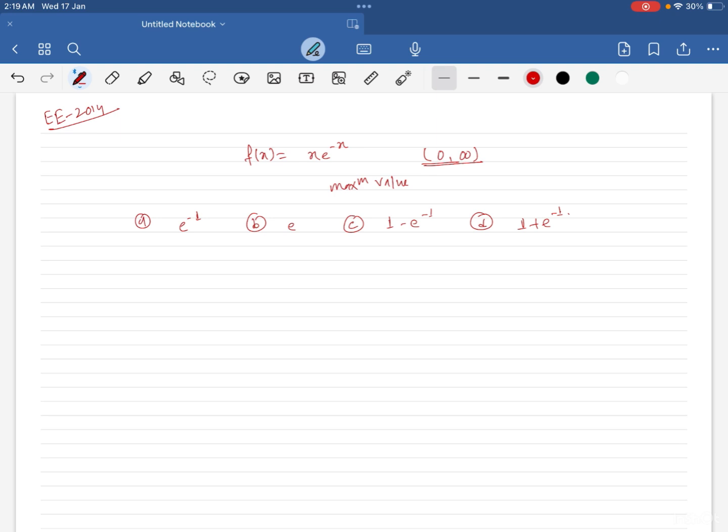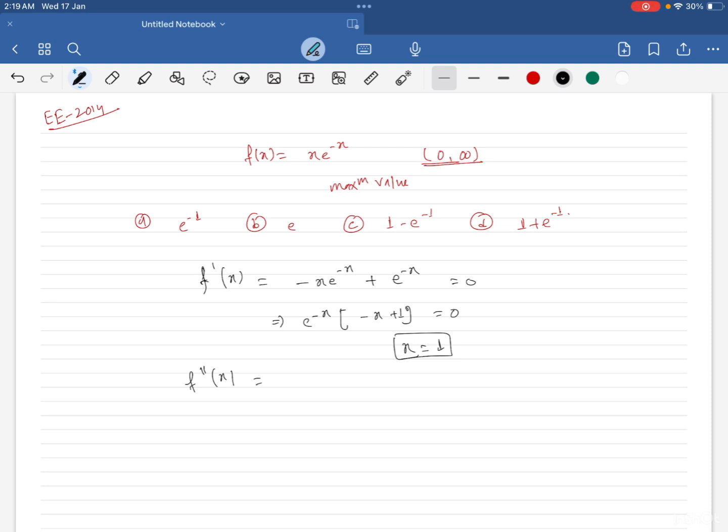So we can take the first derivative, that would be minus x e to the power minus x plus e to the power minus x, and then we can equate it to 0. So from here we will have e to the power minus x common, minus x plus 1 equals 0. So from here we will have x equals 1.